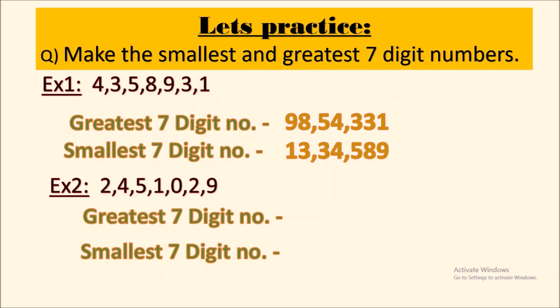So let's see the greatest first. 9 first, then 5, then 4, then 2 and then 2 again, and then 1 and 0. What number will we form? Let's see.